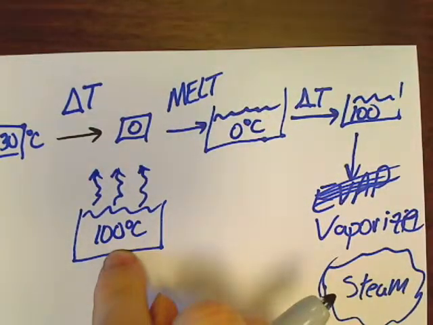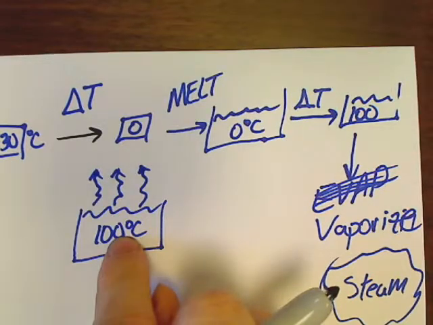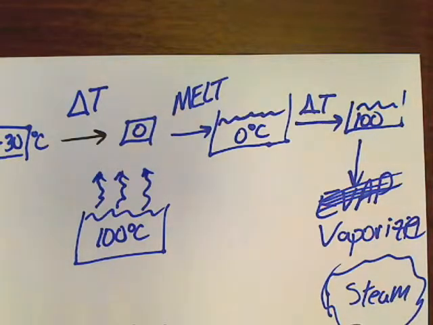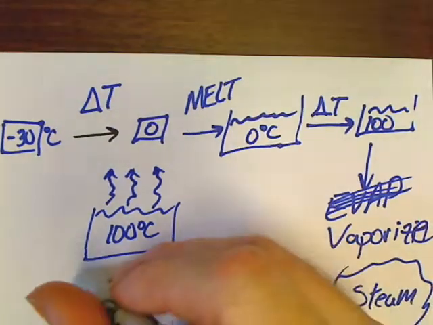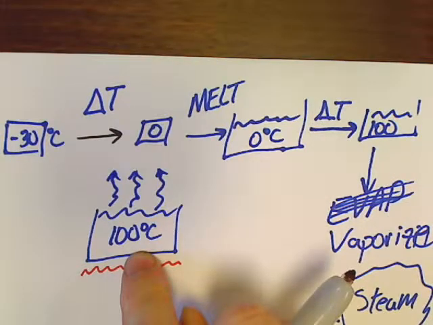What happens to the temperature of the water? It stays 100 degrees. Why does the water stay 100 degrees? You've still got the water on top of something hot. So why does the water stay 100 degrees?